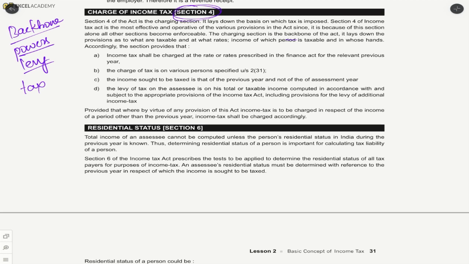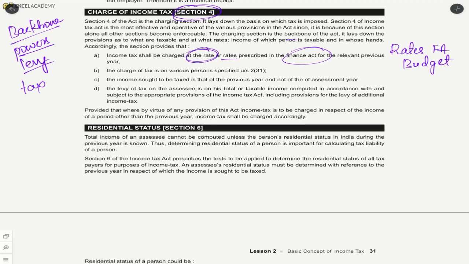It says income tax shall be charged at the rate or rates prescribed in the Finance Act for the relevant previous year. That means the rates shall always be prescribed in the Finance Act. So that's why we always wait for the budget. The Finance Act is nothing but the budget itself. So in the budget we have these rates for the particular previous year. Based on that, the tax will be levied.